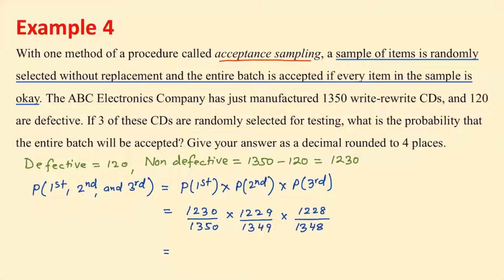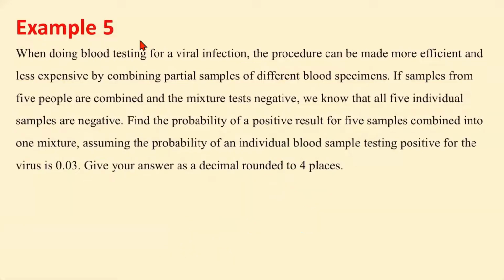So if we multiply this using a calculator, we get 0.7562. That is the probability that the entire batch will be accepted. So this was a problem on something called acceptance sampling. Example 4 is now done. Let's move on to the next example, example 5.